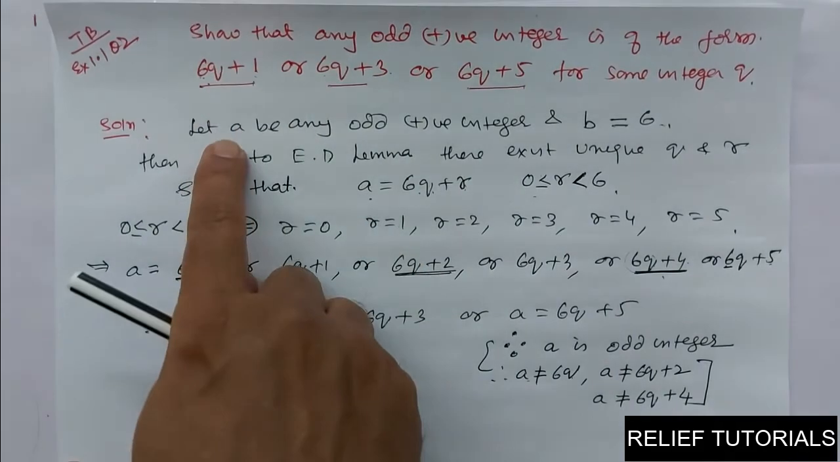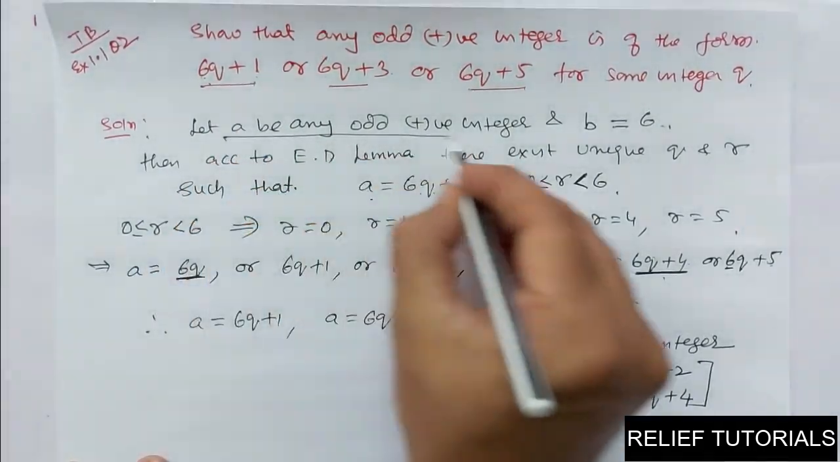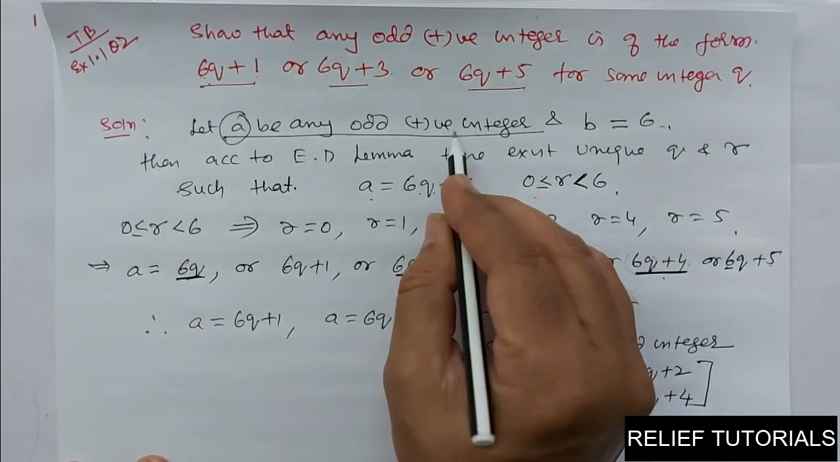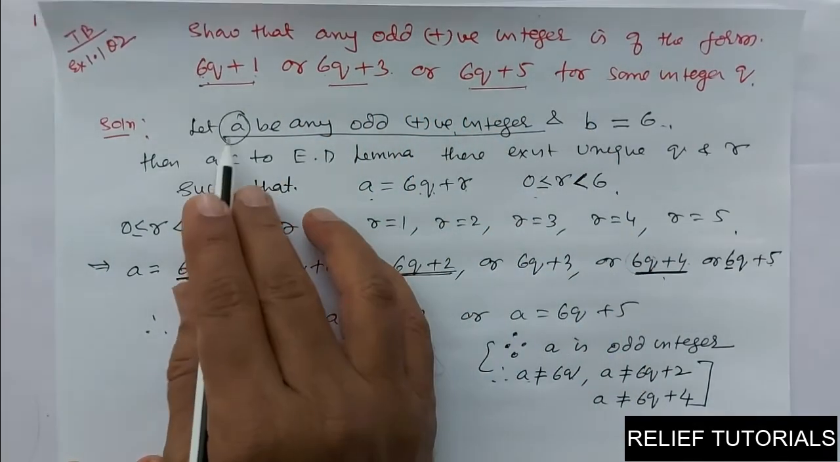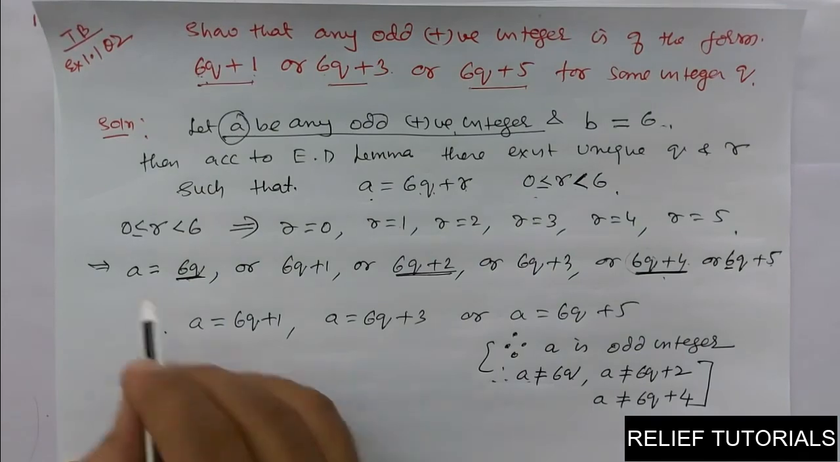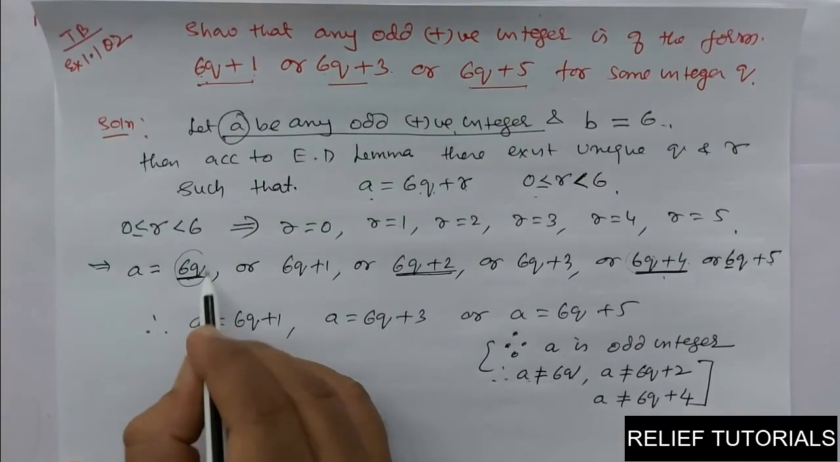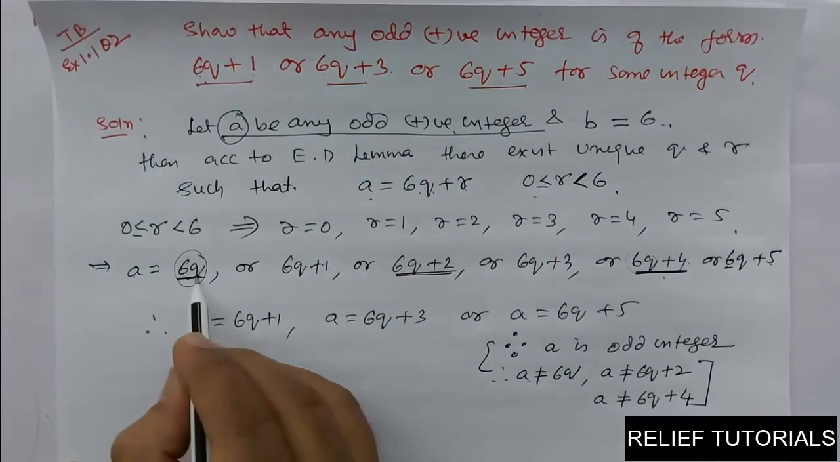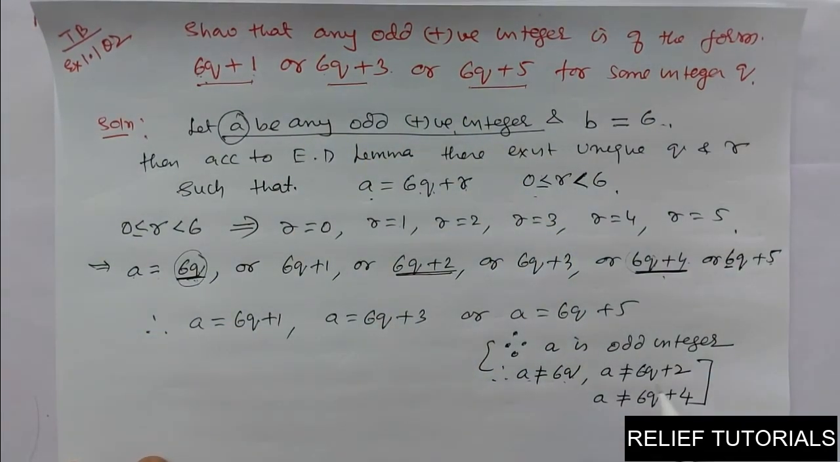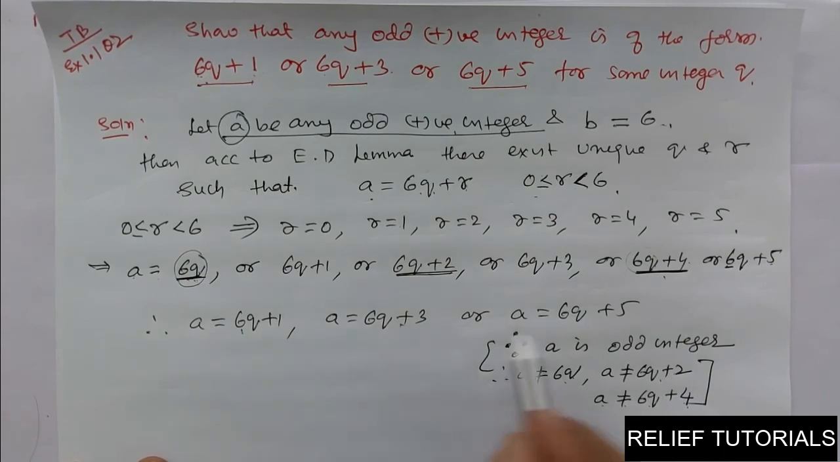Here we suppose, see here, let A be any odd positive integer. So our A is odd. Here it is given, show that any odd positive integer, and that we have supposed as A. So A is odd. But here A equal to 6q means this is what? Even. So A is also even. But A is odd, so we cannot consider this. So A is not equal to 6q. A is not equal to 6q plus 2 because this is also even. A is not equal to 6q plus 4 because this is also even. So A will be this.